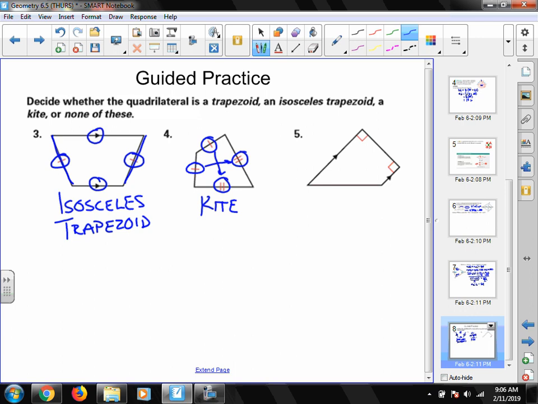Looking at number 5. Okay, I've got parallel sides here. I have exactly one pair of parallel sides. Therefore, I'm working with a trapezoid. All I have to do now is decide whether it is isosceles or not. I look at the 2 sides that are not parallel to each other here. I see that I do not have markings to indicate that those are congruent. And in this case, you can kind of eyeball it. You can see that these are probably not the same length. So this is just a regular trapezoid.